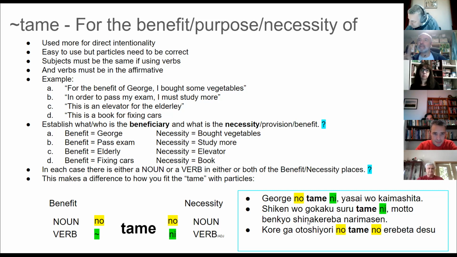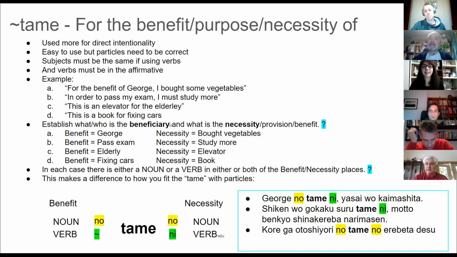Who was next? Who did the elevator? That was Joel. Okay, Monia. This is a book for fixing cars. Are you muted, Manya? Fixing is naosu. Naosu. Naosu.